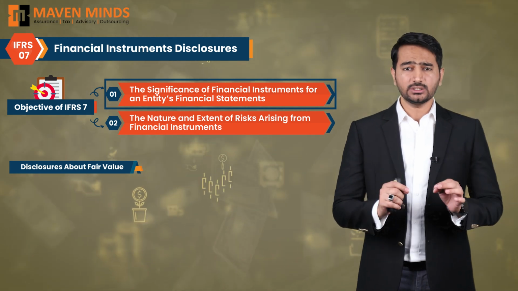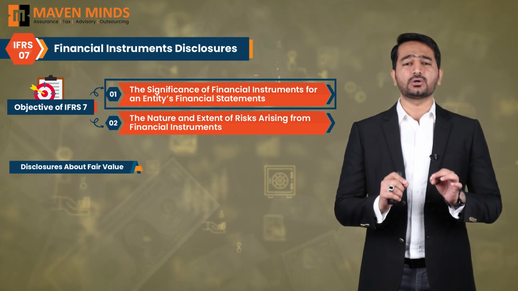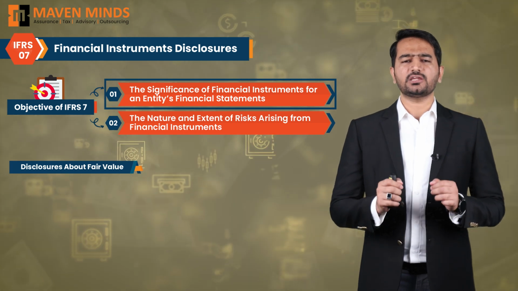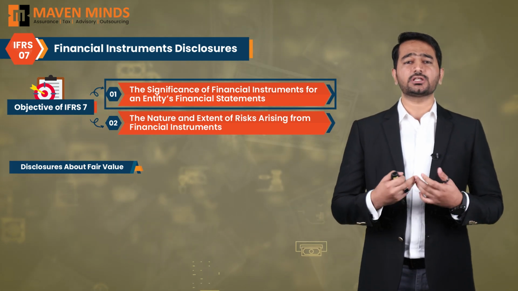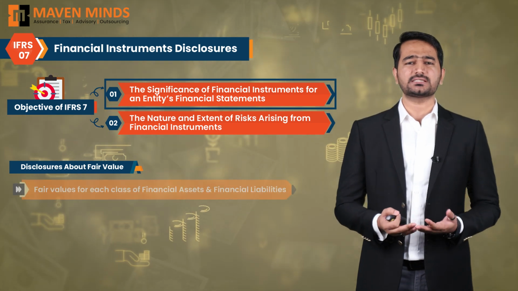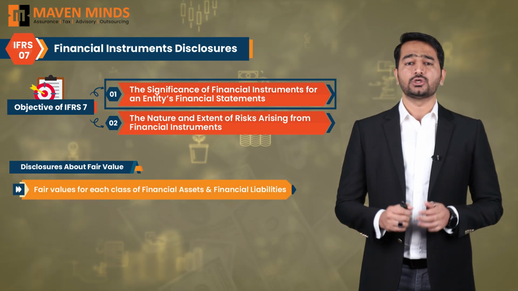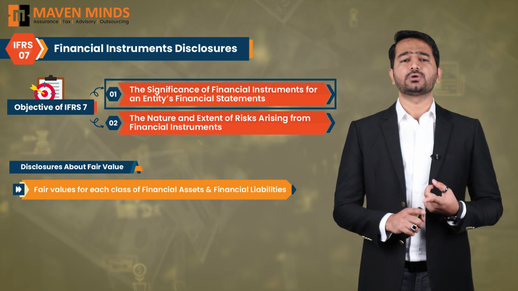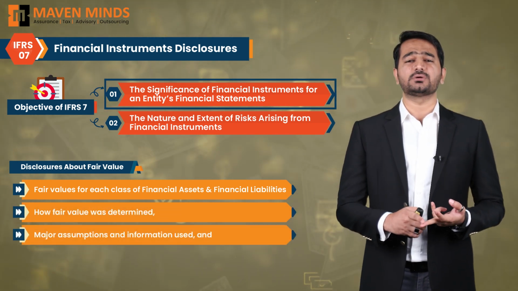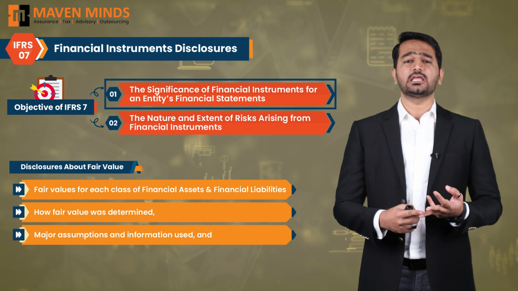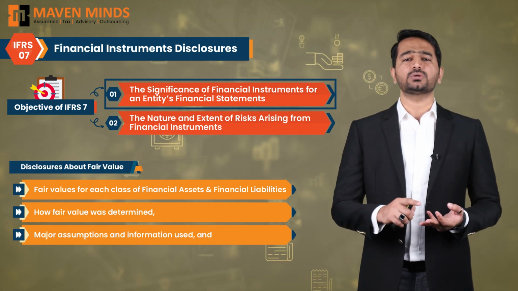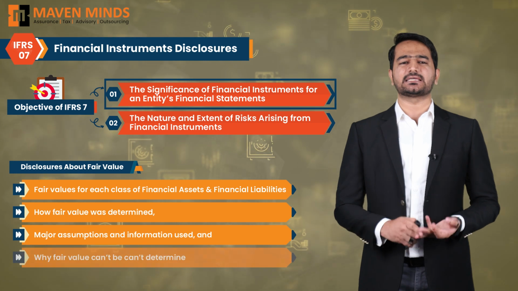Then, you also need to provide disclosures related to the fair value of all your financial instruments, even though they are measured at amortized cost. Well, why? Because fair values are crucial for the users to understand the true value of the financial instruments that you are holding. You must disclose how you determine the fair value, the major assumptions and the information you used, and if you cannot determine a fair value for some instruments, you also need to explain why that's the case.